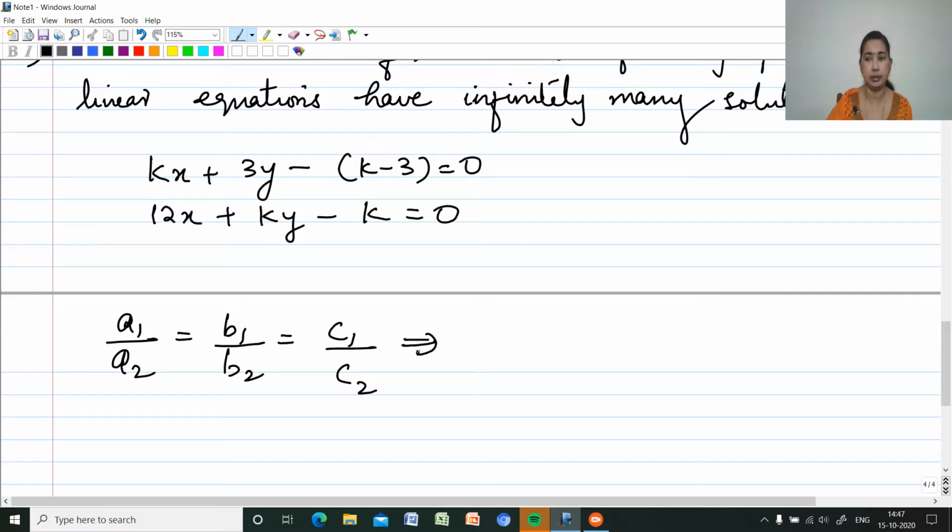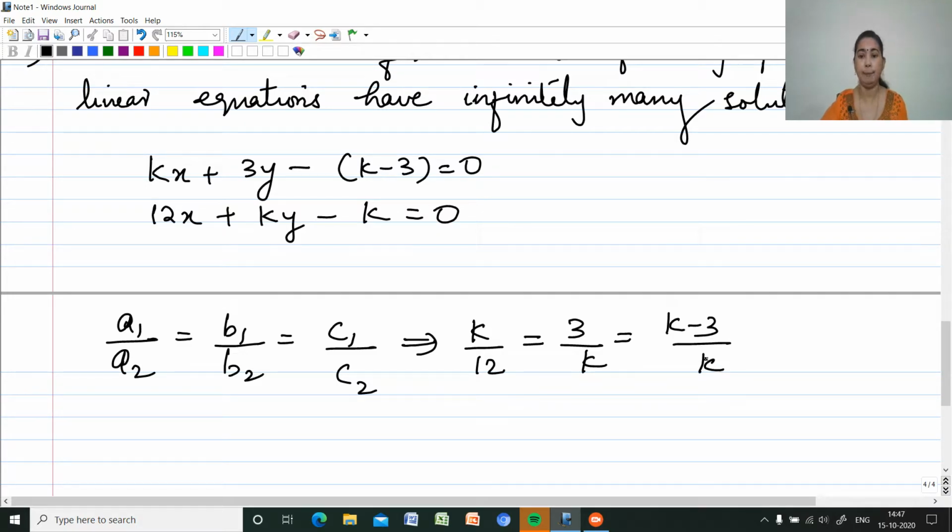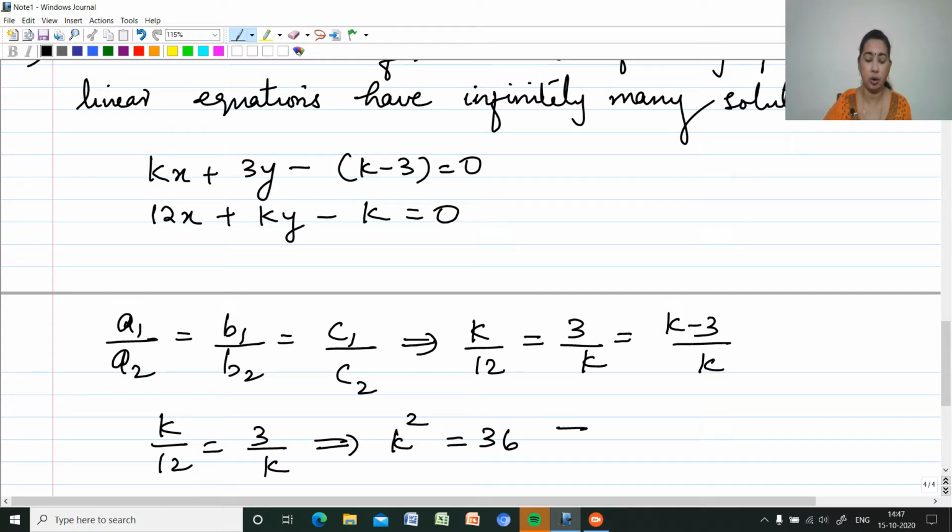And that is, what is a1? a1 is k by 12. Then b1 by b2 means 3 by k, and c1 by c2 is k minus 3 by k. Now we can compare the equations and find the value. First, comparing the first two parts, k by 12 can be written as 3 by k, and that is k square equal to 36, or k equal to 6.